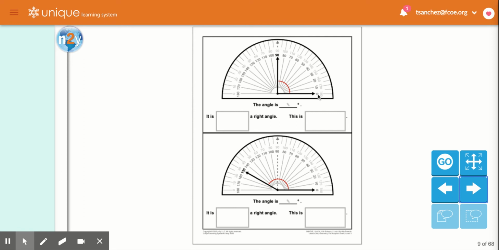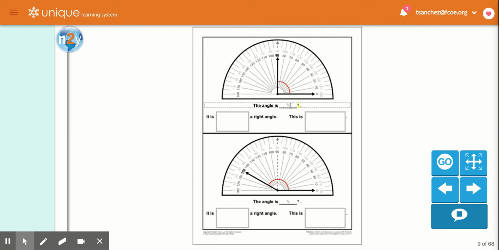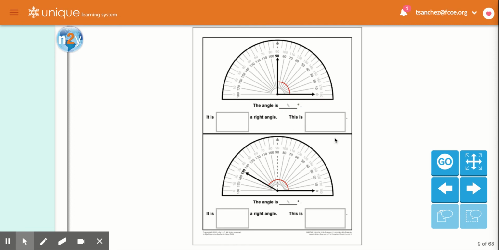Here's 0 degrees, 10 degrees, 20 degrees, all the way to 90. This line is pointing to the 90 straight up, and this one is pointing to the 0. So this angle is how many degrees? You would look at where it is pointing. The 90. So I'm going to type 90. Oh, not quite. Okay, there we go. It's 90 degrees. It is a right angle.